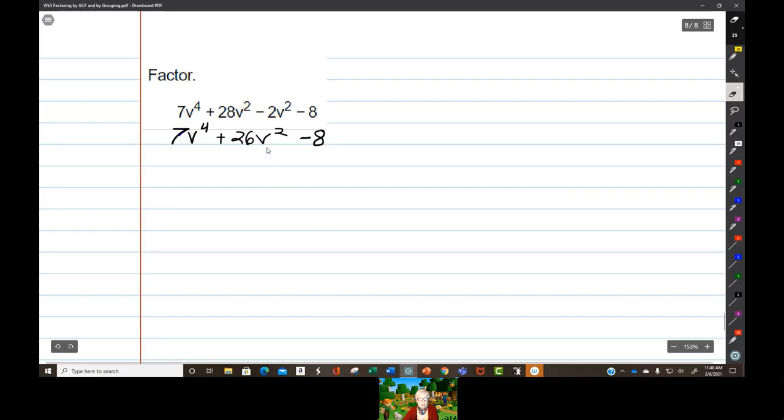Is that right? Yeah, it is. 28 minus 2 is 26. So why on earth did these people do that? Because you can't factor that by grouping. Is it necessary? Well, it depends on how you look at it.